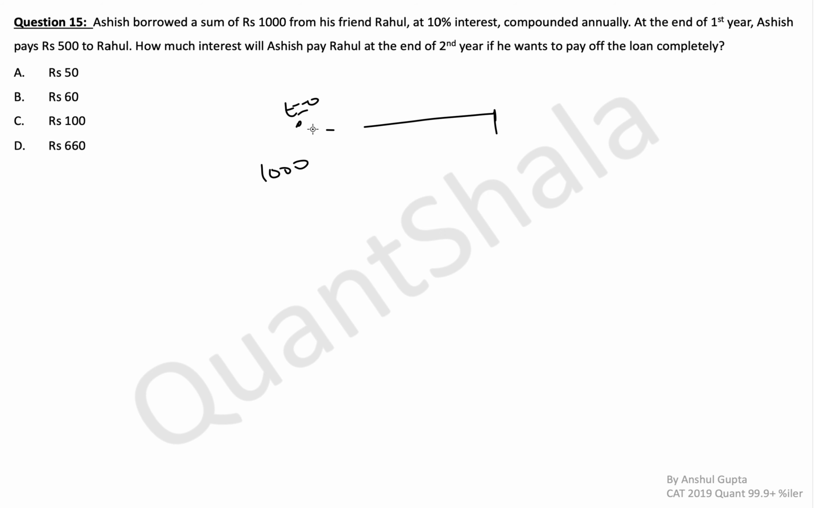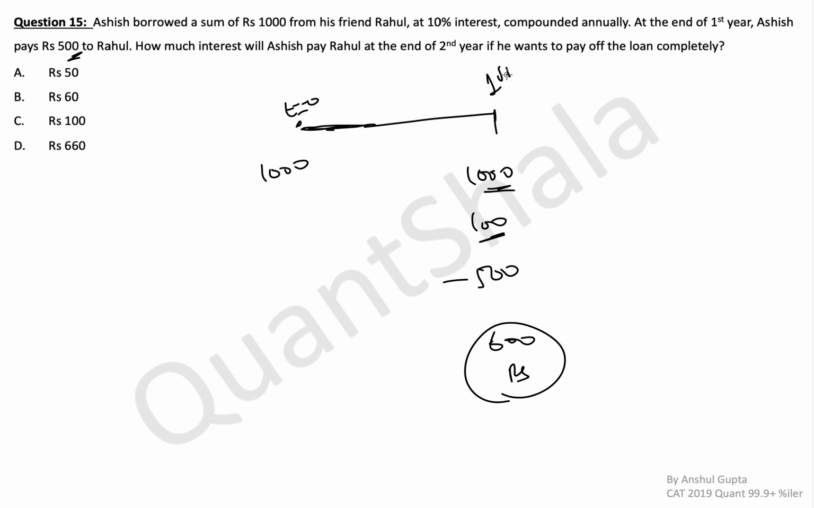After first year, what does it become? 1000 principal plus 100 interest. Okay. Here 500 is paid back. So the principal left over is 600 rupees. This is the end of first year. After second year, the principal left is 600, the interest is 60, 10%. Compound interest means interest is applied only on whatever principal was left over, or whatever principal was accumulated. What is the current principal after the end of first year?